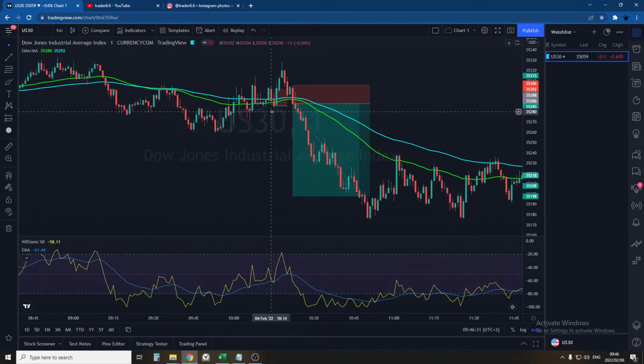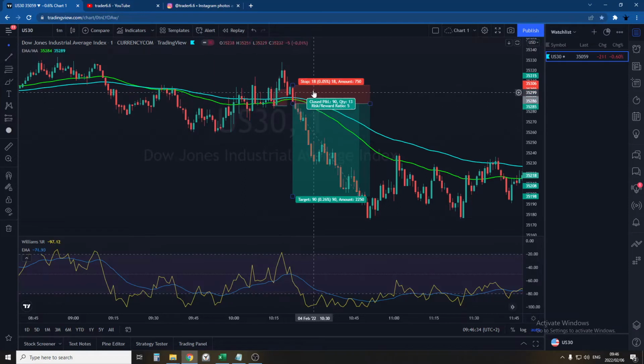Today I'm just going to be breaking down two trades that I took on Friday. One was a 2% loss and the other one was a 10% win.